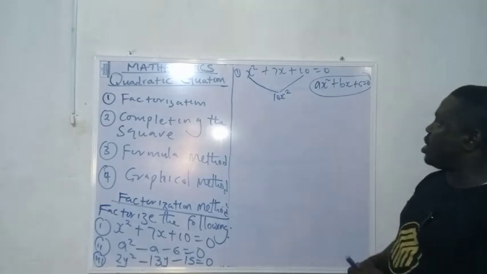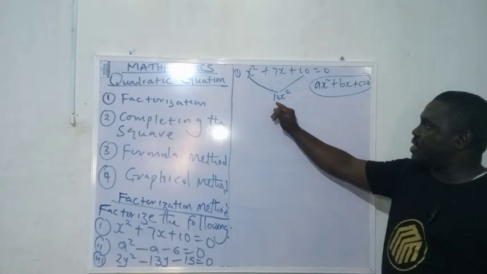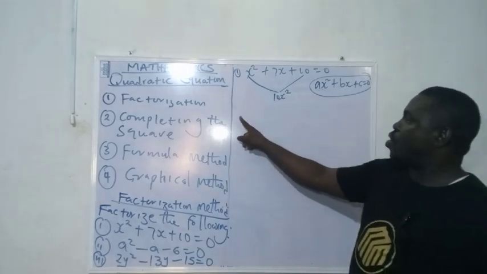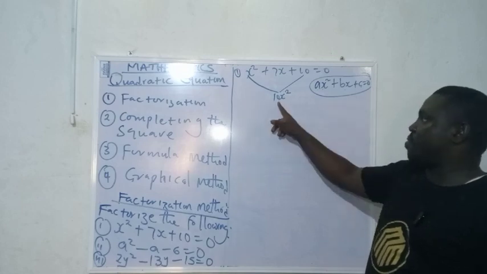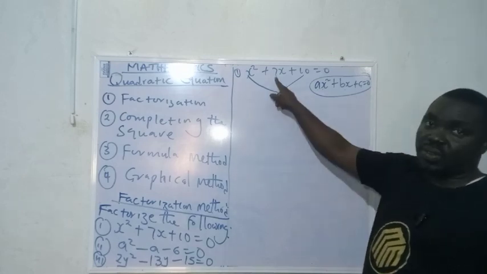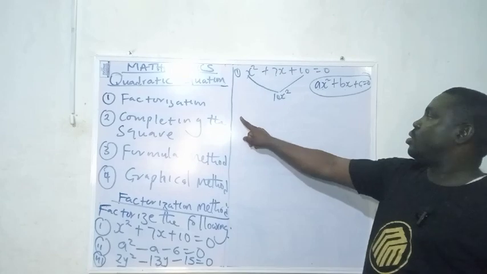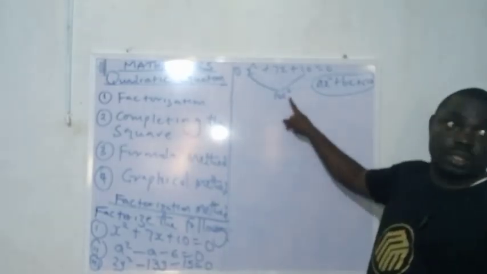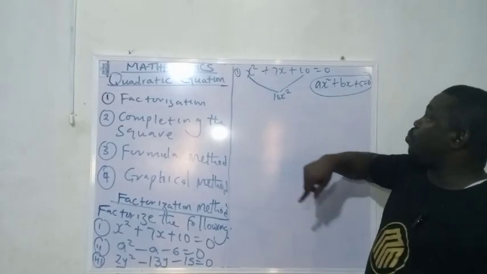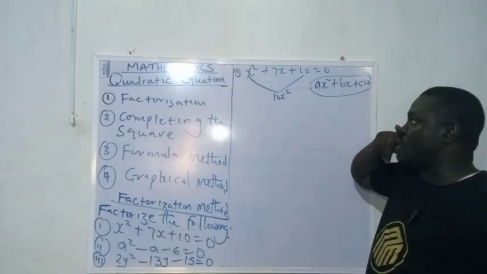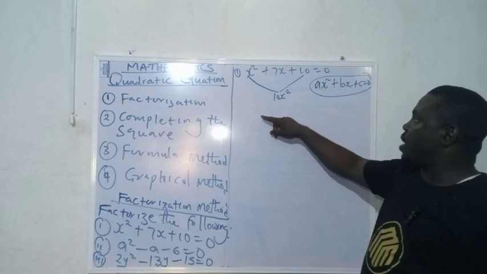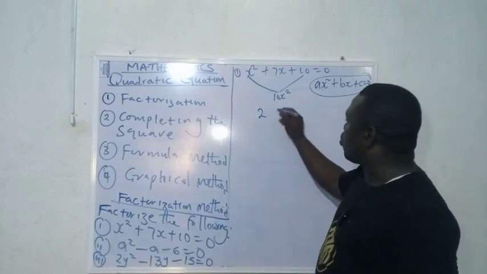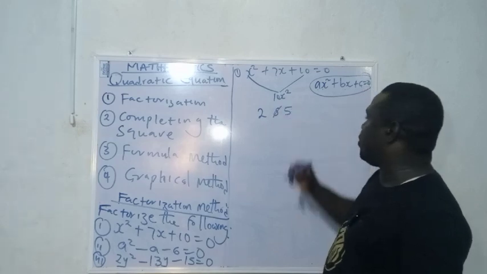And so I have to think, how else can I get 10? So I begin to troubleshoot. Then you can start testing. 1 times 10 gives 10. 1 plus 10 does not give 7. 2 times 5 gives 10. But 2 plus 5, does it give 7? Yes, it does. But what kind of 2 plus 5? Is it minus? Is it plus? So I know that the factors will be 2 and 5.